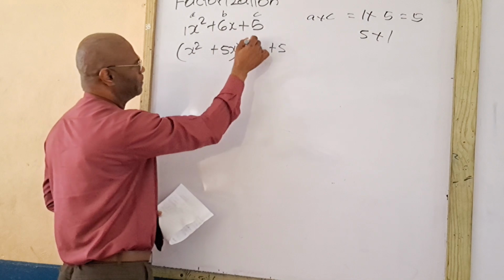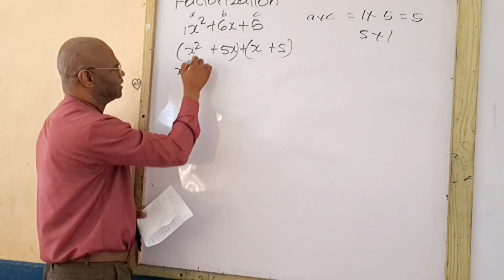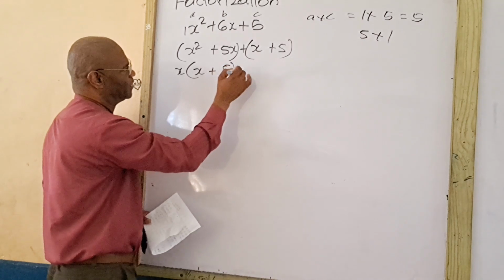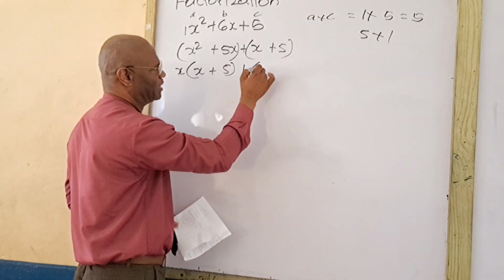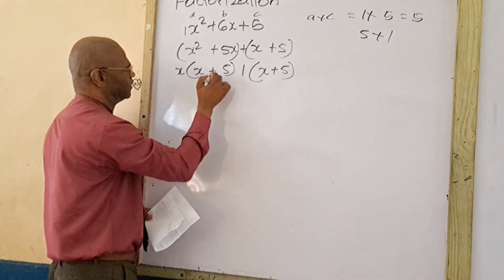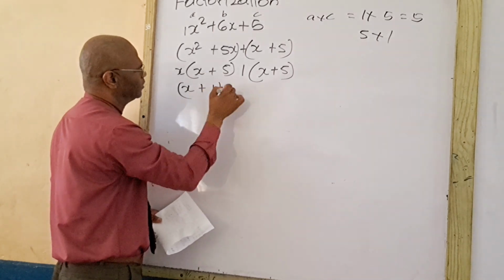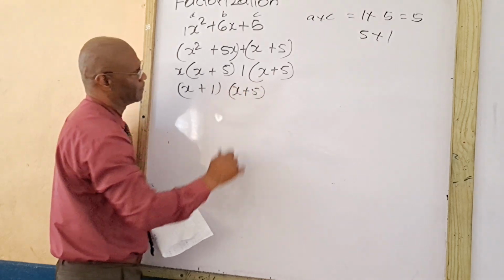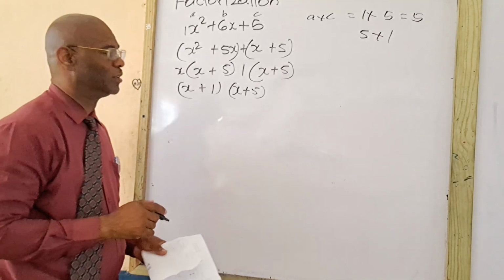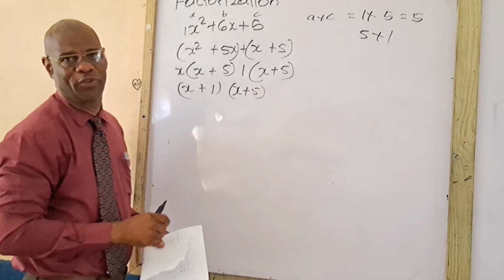So group them. What's common? The highest common factor is x. X squared divided by x is x, plus 5 into 1 is common, x plus 5. And so we have x plus 1 into x plus 5. So that is it, without, where the coefficient of the square term is 1, or a is equal to 1.